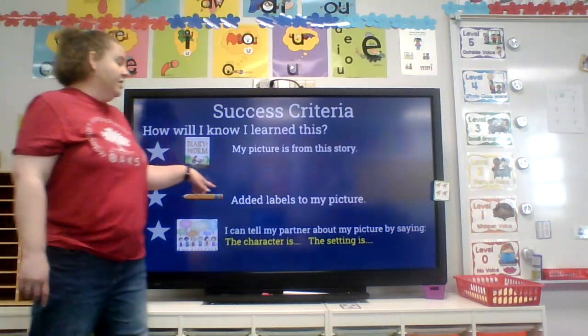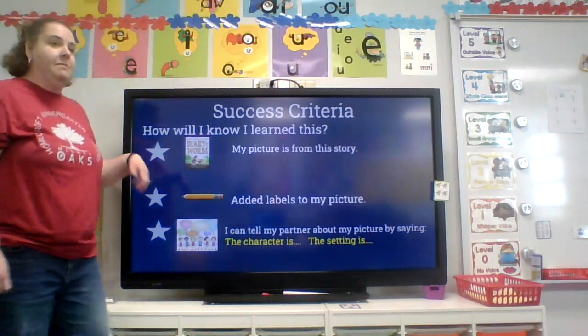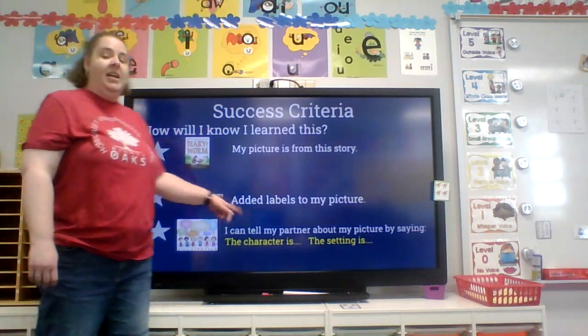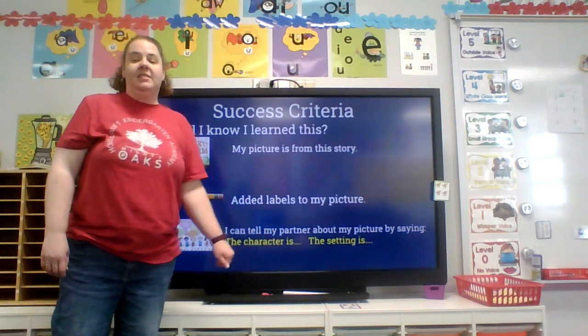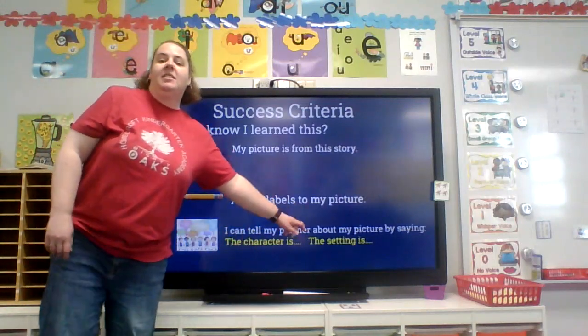You need to use your pencil to add labels to your picture. And then you're going to make a media recording and tell Mrs. Harris and Miss Stricker the character is and the setting is. Let's say it with me again. The character is, the setting is. Good.